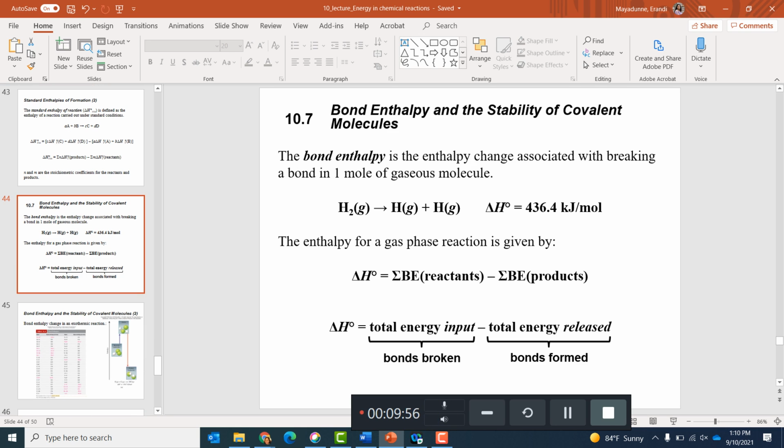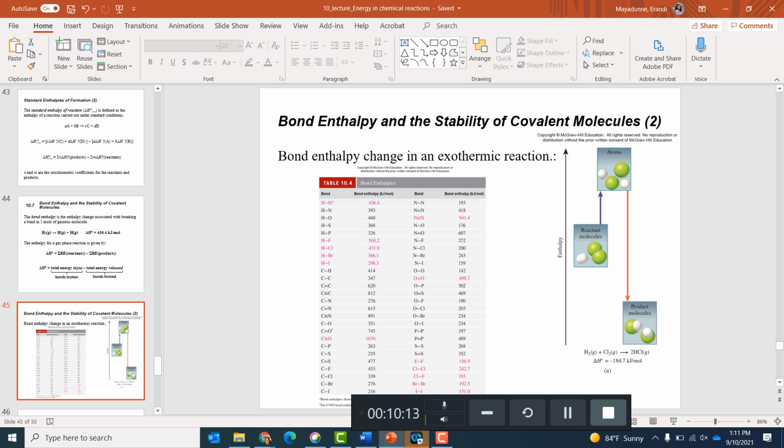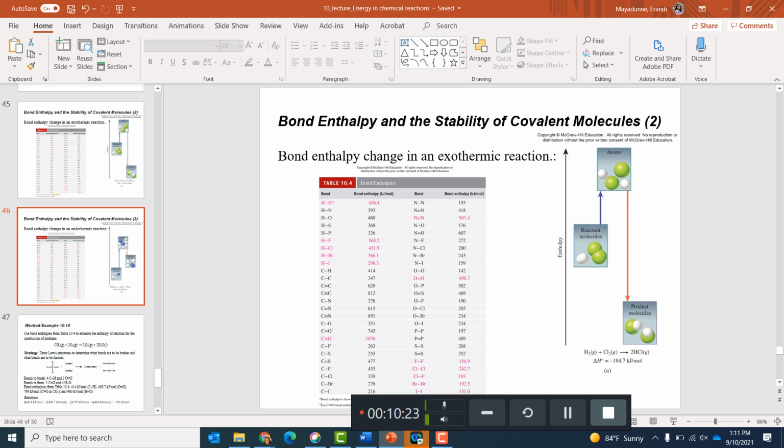So the bond enthalpy: it's the total bonds broken minus bonds formed, which is another way of saying products minus reactants. These are some bond enthalpies. You can see that a double bond is stronger than a single bond. So you can have some idea of those kinds of things.